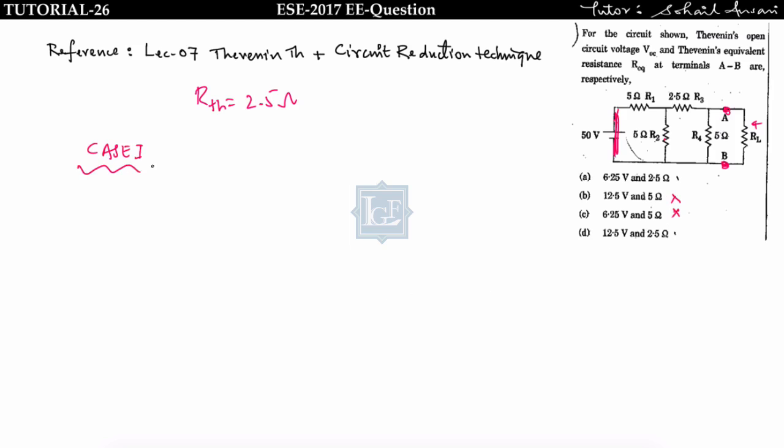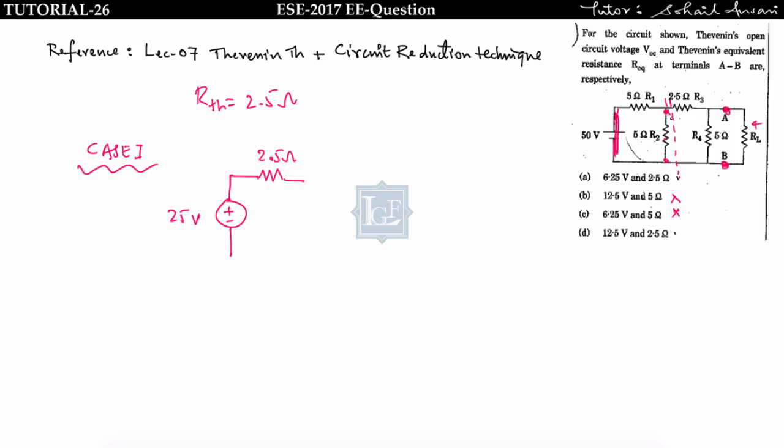I could go with the nodal or the mesh method, but here I will go with the circuit reduction method. What is the circuit reduction method? I have explained it in lecture number 4 and 5. I will find the voltage across this 5 ohm resistor, that is 50 multiplied by 5 divided by 10, where 5 plus 5 is 10. So overall I will get 25 volt, and I will take the parallel combination of this 5 and 5, that is equal to 2.5 ohm.